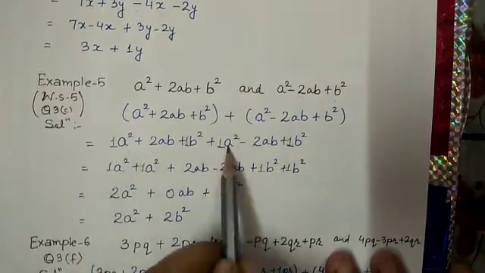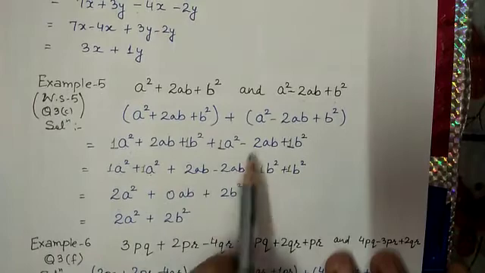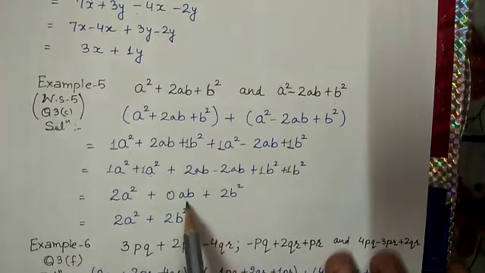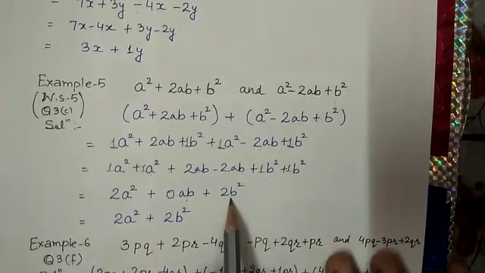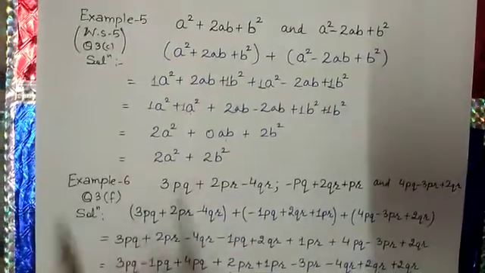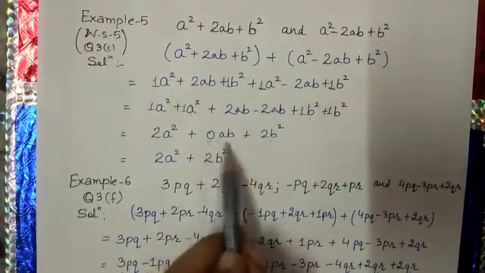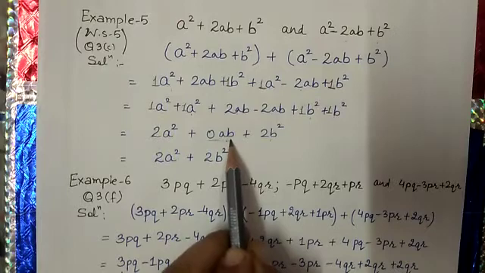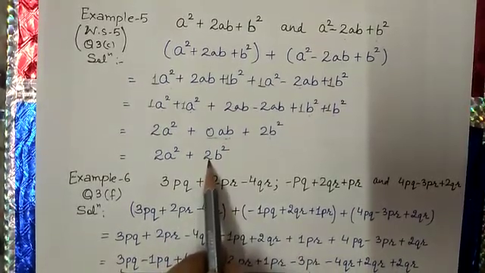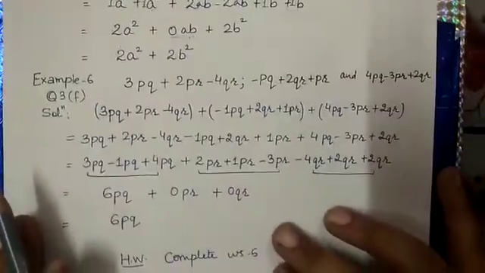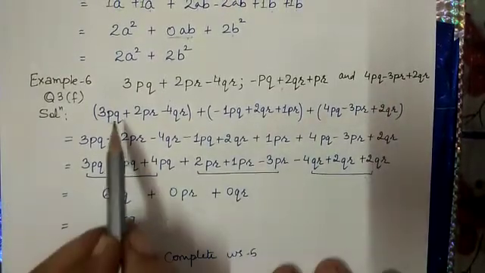Now 1a square became 2a square. 2ab minus 2ab became 0ab. 1b square became 2b square. So the result is this, and 0ab. It means this term has no value, so we can leave it and we will write our answer this way. Similarly, next example, 3 expressions are given to us.